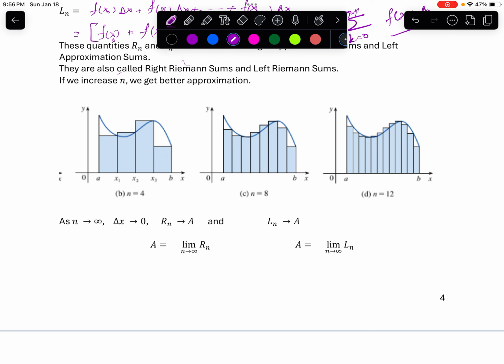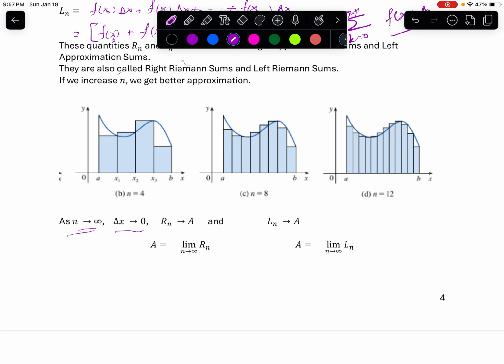Okay, so if n is huge and it's going to infinity, then what will happen? There will be more rectangles. What does that do? That reduces the width of the rectangle. Heights will remain the same, but the width of the rectangles will become smaller. So as n goes to infinity, delta x approaches 0. And we say that R sub n, the right Riemann sum, approaches the actual area.